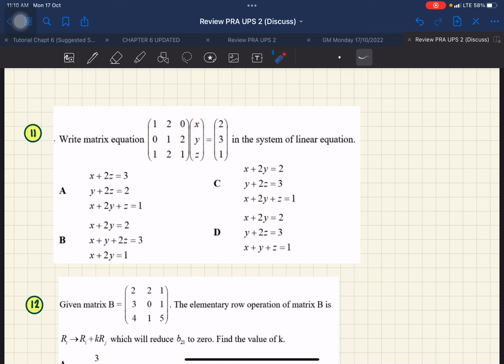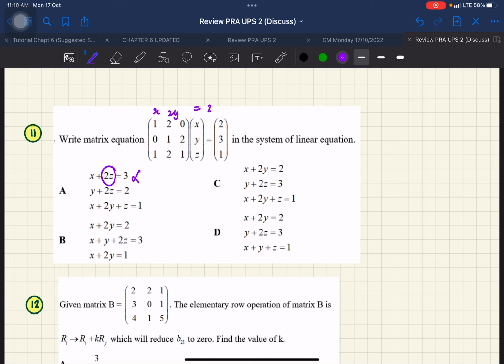Okay, kalau tengok dekat sini, ni dah salah. Ni pun salah. Sabar, ni x plus 2y. X plus 2y. Okay, so this is x plus 2y sama dengan 2. Okay, so x plus 2y sama dengan 2. Yang ni salah lah sebab dia x plus 2z. Okay, so next one lagi.